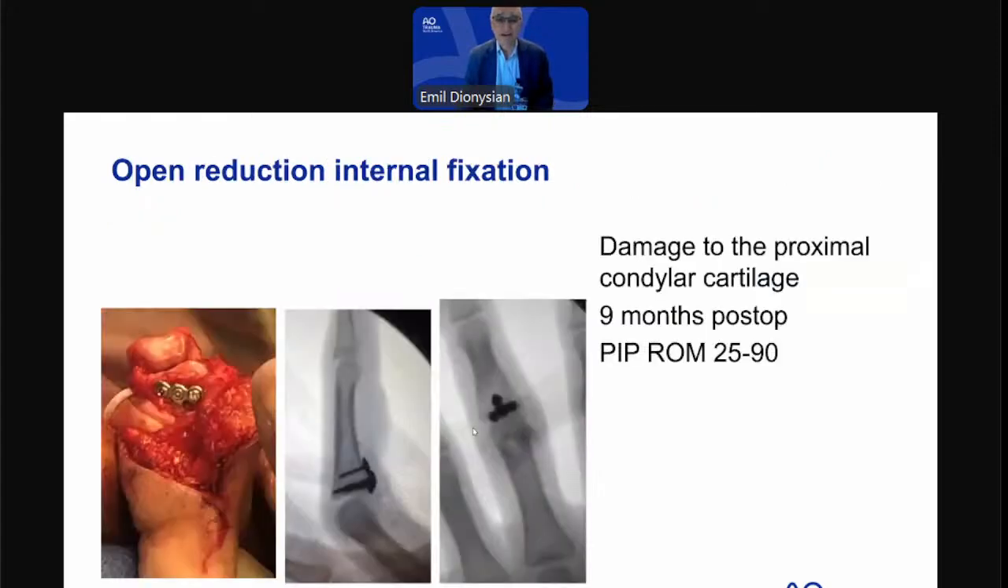This one we tried to open up and put a small plate with screws. I tried to put just the screws, but you need a little bit more stability. There were too many fragments to just do the screws. Of course, 9 months later, he was left with some 25 degrees of flexion contracture, but he's happy, he can flex and go back to his water polo.